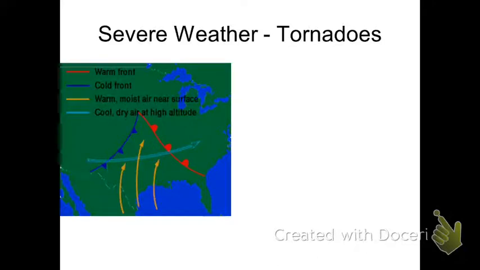Okay, ladies and gentlemen, this lecture will cover severe weather, including tornadoes, hurricanes, and the formation of hail. We'll start with tornadoes. In order for a tornado to form, you need several things to happen in the atmosphere. First, you need warm, moist air at the surface. We generally get that from the Gulf of Mexico. That will move to the north.